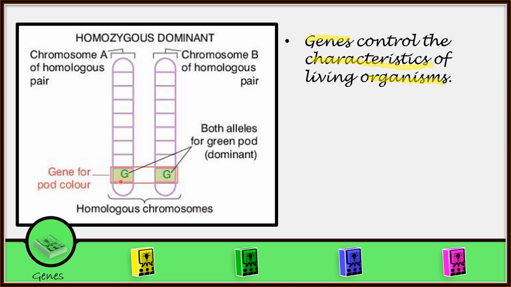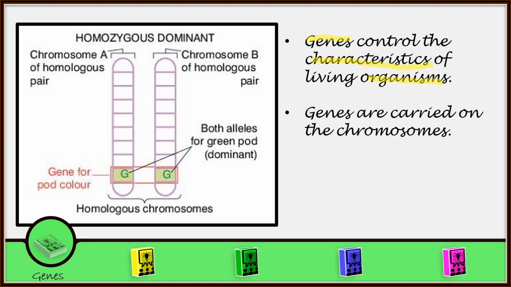So the genes are the ones that are going to control the characteristics of a living organism. Now, the characteristic that we are looking at of this living organism is the color of the pod. The color of the pod is what we are talking of as the characteristic of the living organism.